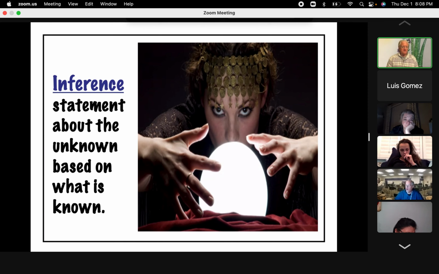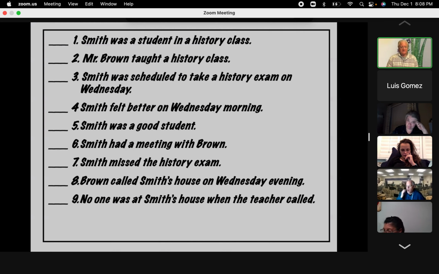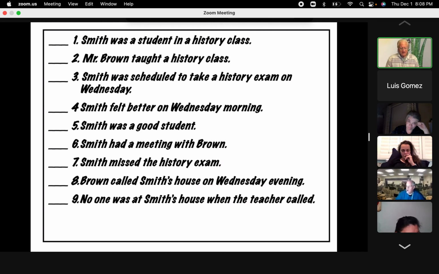And again, the reason this is important is because when kids are asked to make an inference, either from our own questions or from a textbook question, if they have to put the pieces together and they don't see it literally or textually explicit on the page, this is when they come to your desk and say, the answer is not here. So, how many would say it's a fact that Smith was a student in a history class?